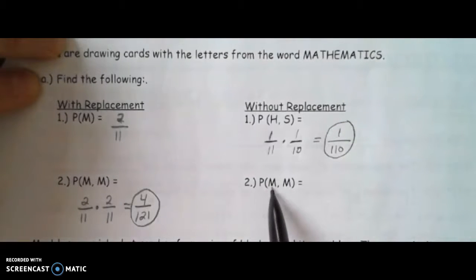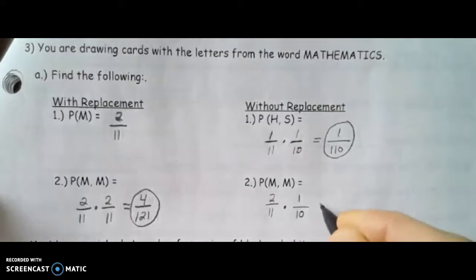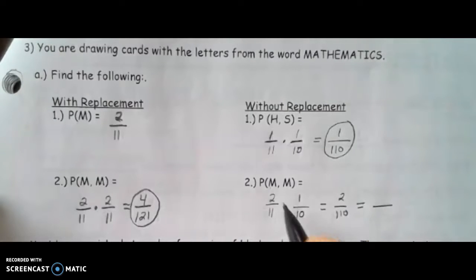Again, I want 2 M's in a row this time without replacement. So if I get a letter M the first time, that's going to be a 2 out of 11 probability. I'm not replacing the first M, so now there's only one letter M left out of 10 cards. And so if I do 2 elevenths times 1/10, that's going to give me 2 out of 110. And that can simplify down. 2 and 10 have a common factor of 2. 2 becomes a 1, 10 becomes a 5. So this is going to become 1 out of 55 in simplest form.